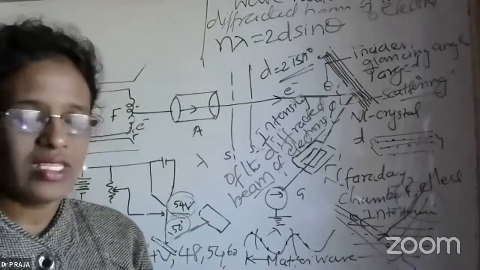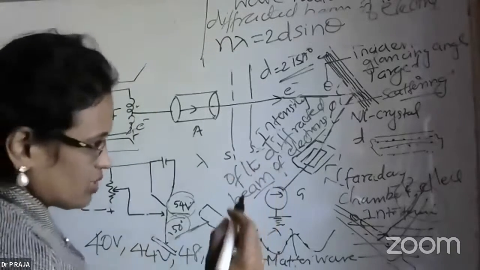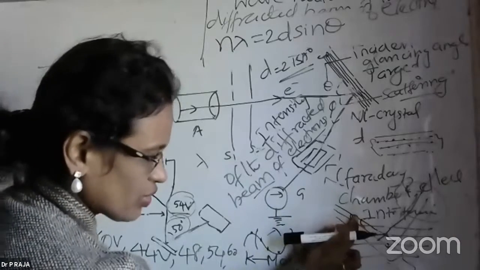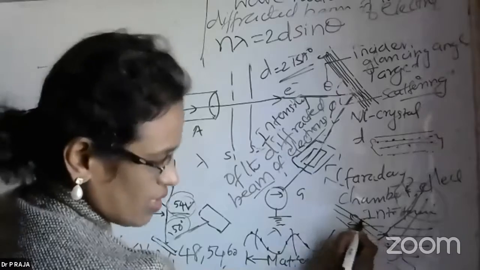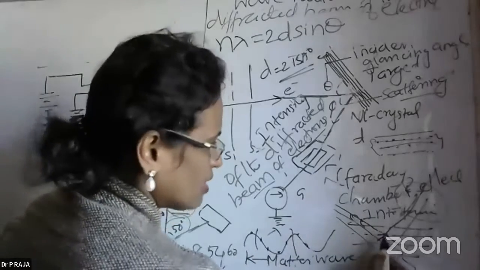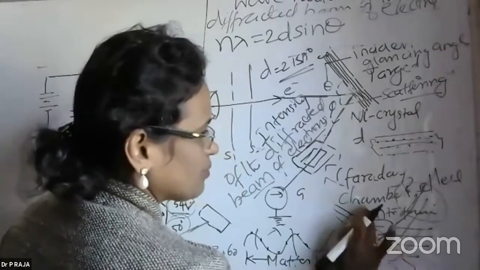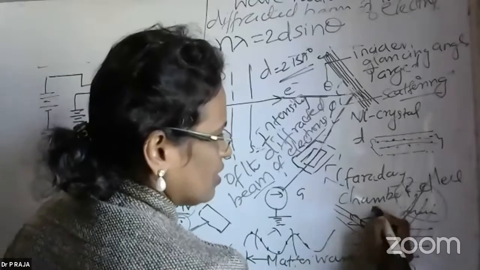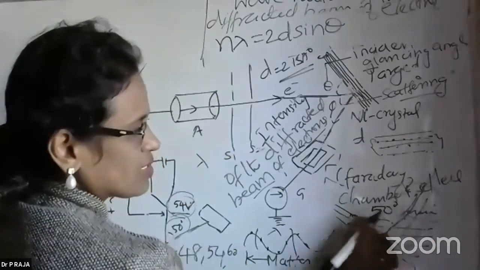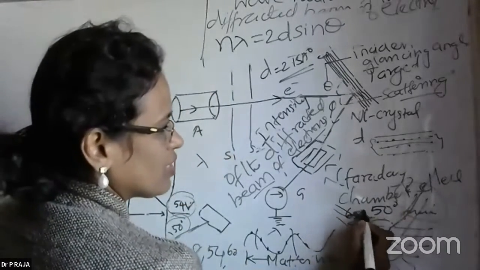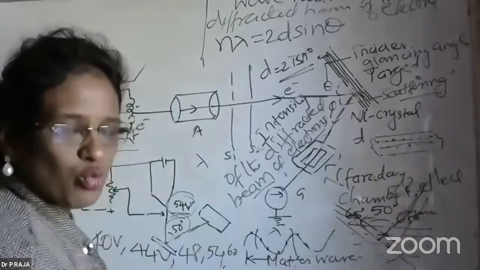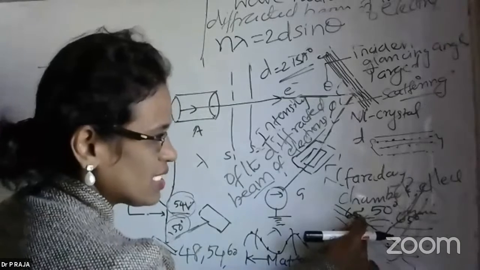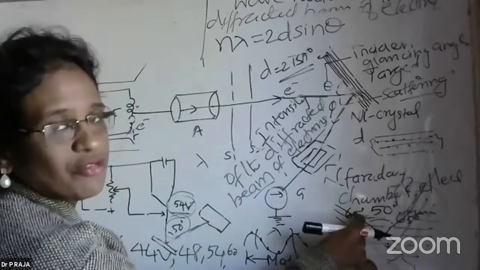How will you get the glancing angle? See here in this figure, you can find it out. The incident angle was 50 degrees. So on both the sides, it will become 65 degrees each, so that the entire one will become 180. Then theta will become 65.